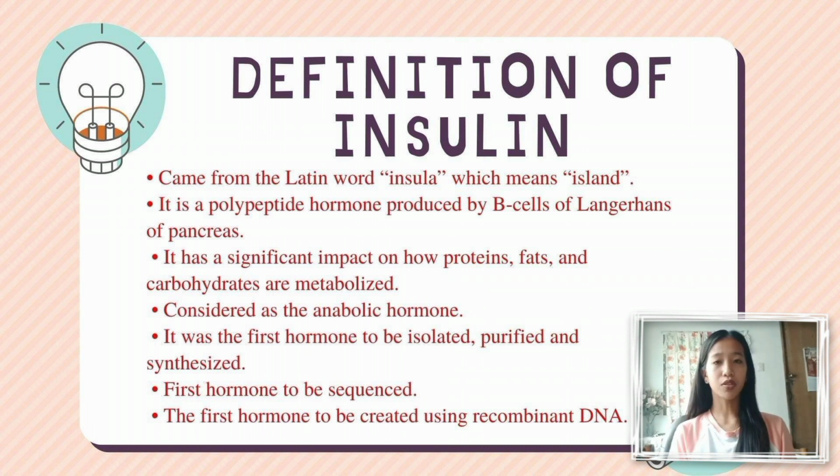It is considered the anabolic hormone, meaning that it is a tissue-growing hormone. It was the first hormone to be isolated, purified, and synthesized. Since the early 20th century, doctors have been able to isolate insulin and provide it in an injectable form to supplement the hormone for people who cannot produce it themselves or have increased insulin resistance. It was the first hormone to be sequenced, by Frederick Sanger in 1949. Also, the first hormone to be created using recombinant DNA, which was developed by Genentech and licensed by Eli Lilly and Company.